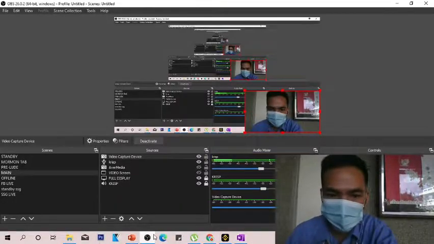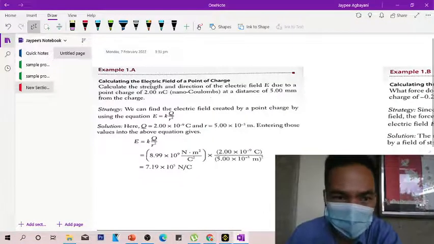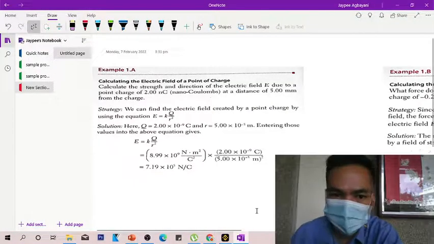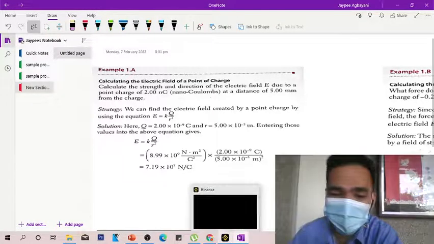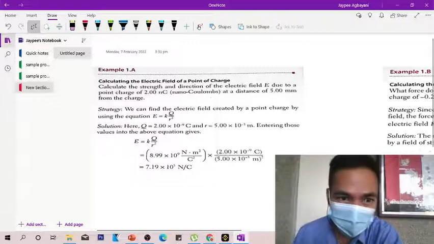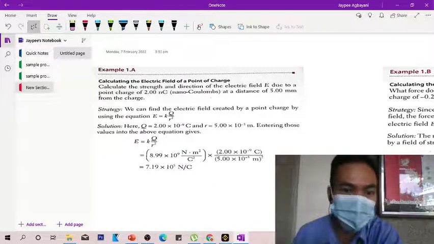Ayan. Okay. So we have here your example 1.A and your example 1.B. So these are the two examples na sinolve natin kanina. Okay, so let's try to first solve your example 1.A right here.